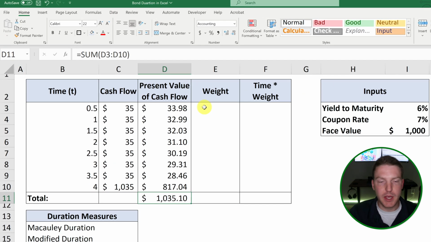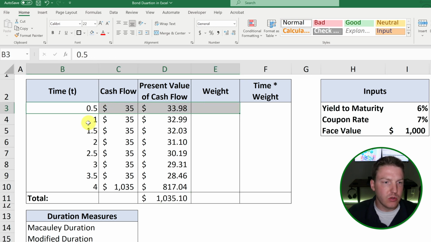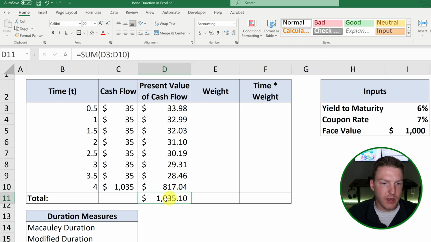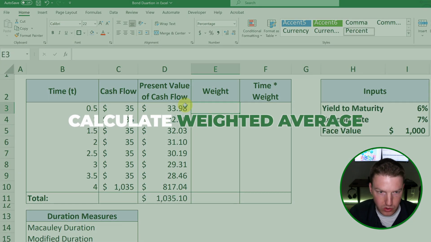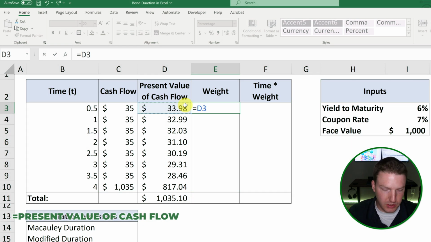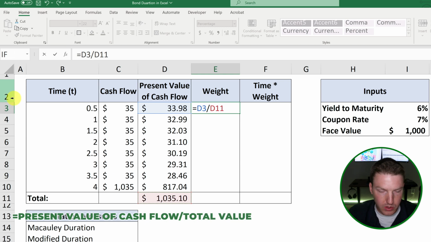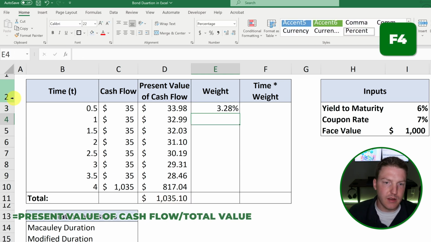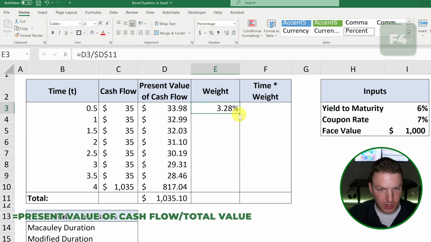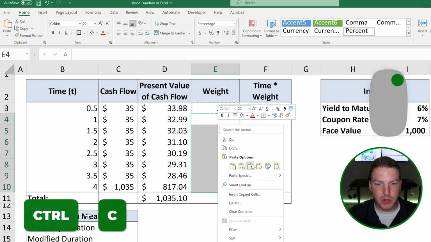Now, to calculate the Macauley duration, we need to find out what each of these cash flows contributes to the total weight of this total amount. So it's basically going to be a weighted average. So for each of these, we can take the present value of its cash flow and divide by this total value of the entire loan. Let's hit F4 to lock that in place.